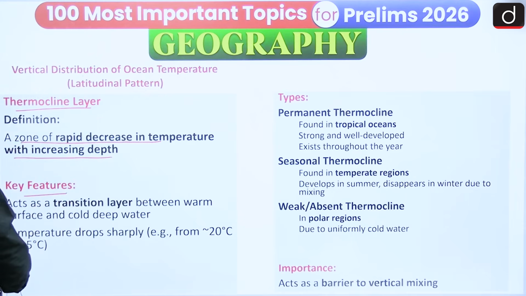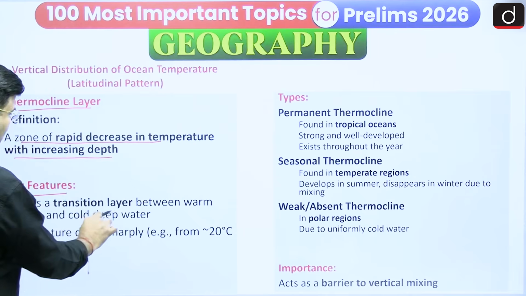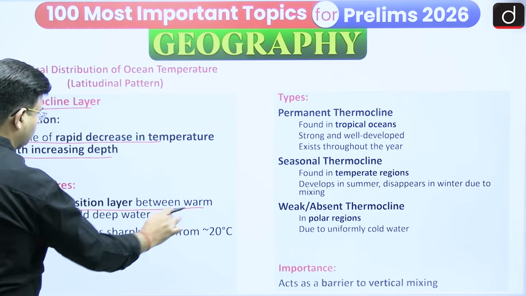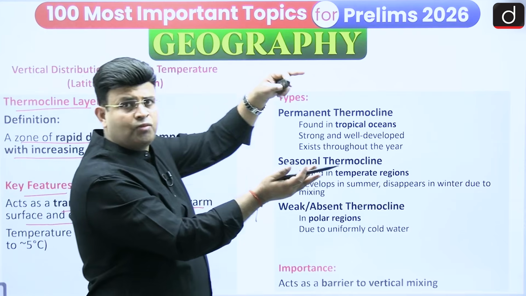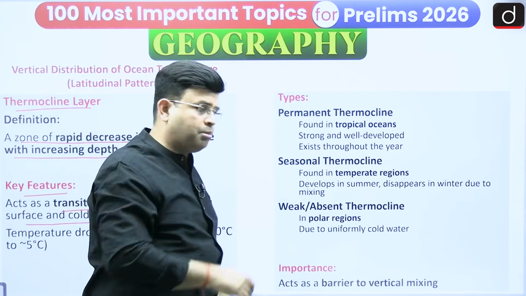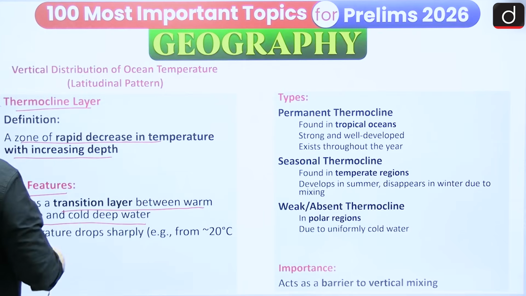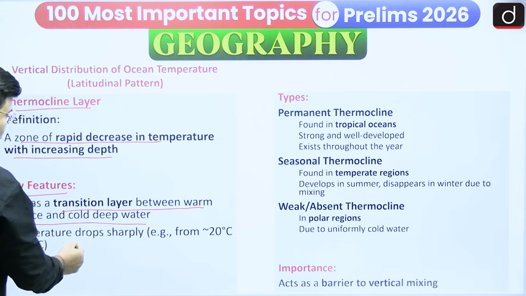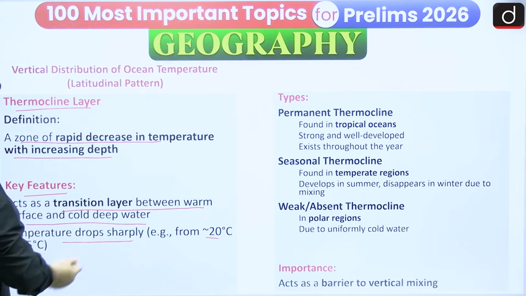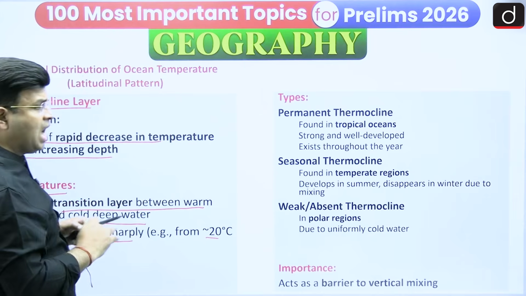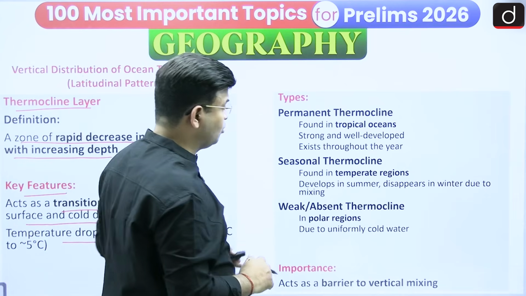What is the important part of this? It acts as a transition layer between warm surface and cold deep water. The warm surface layer is warmer than the deep water, so it acts as a barrier in between. Temperature drops sharply from, suppose, 20 degrees Celsius at the top to 5, a high change in temperature in the thermocline layer.